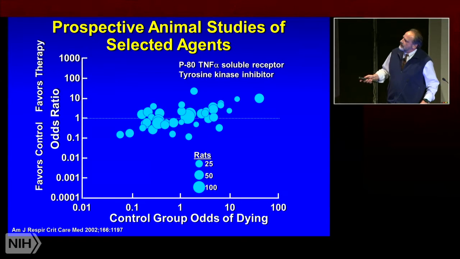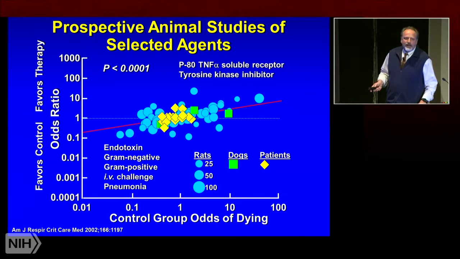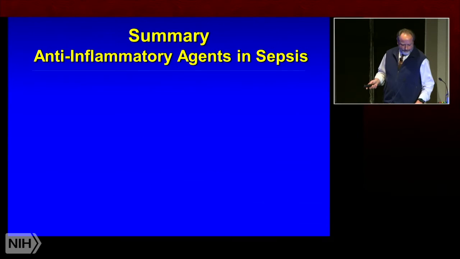And what you see here is if you're above a 50% mortality, things look pretty good. But if you're below a 50% mortality, which would be here, things don't look so good. And again, there's a significant relationship with these anti-inflammatory agents in these models, using different types of treatments and different types of bacterial challenges. And if we did it in a large animal model, we found the same thing. And if you plot the human clinical trials, it fits exactly where you'd expect.